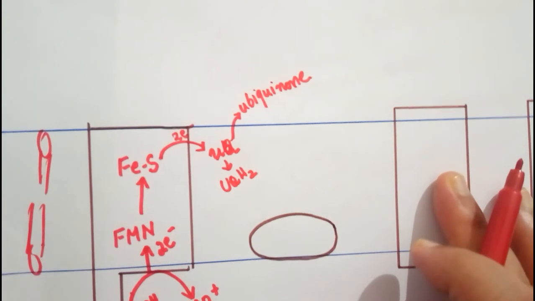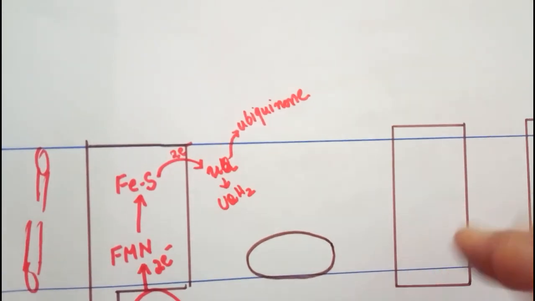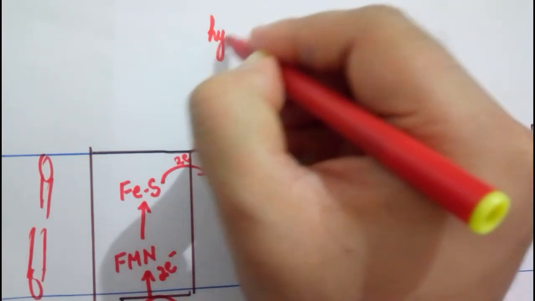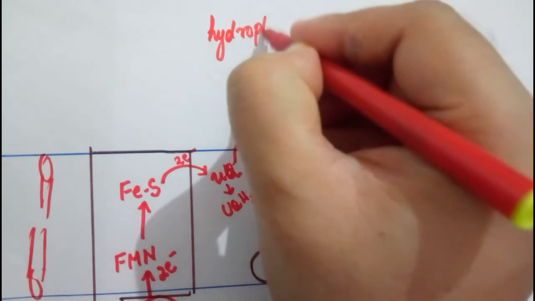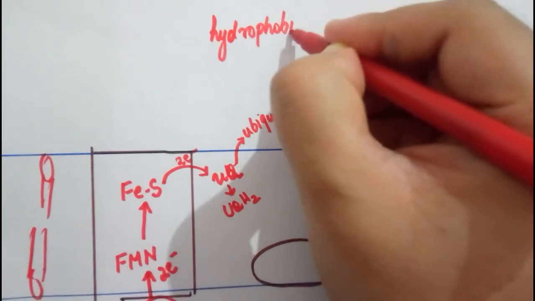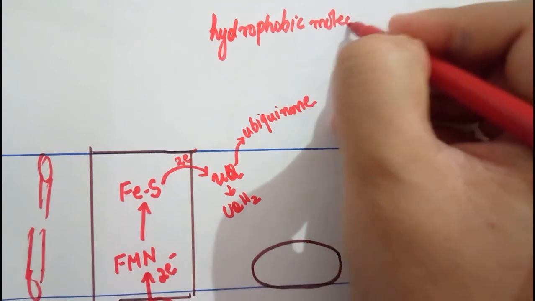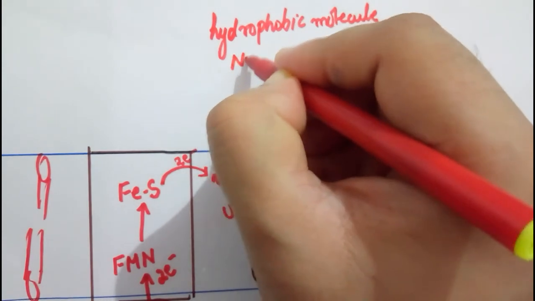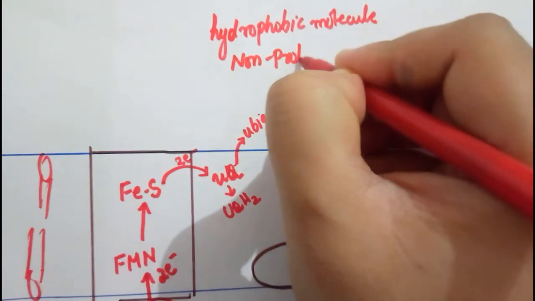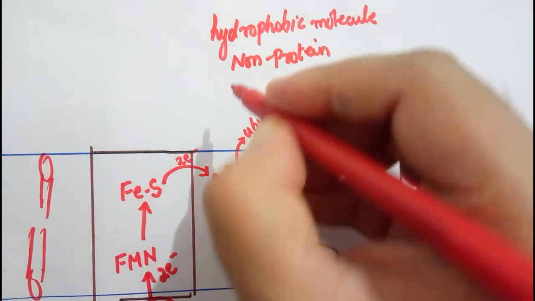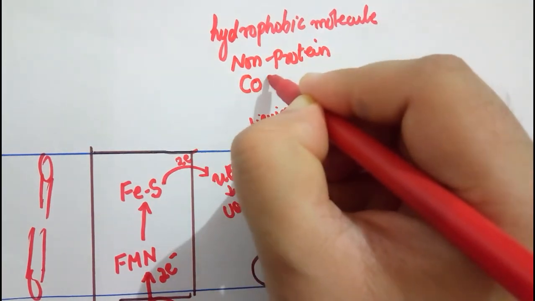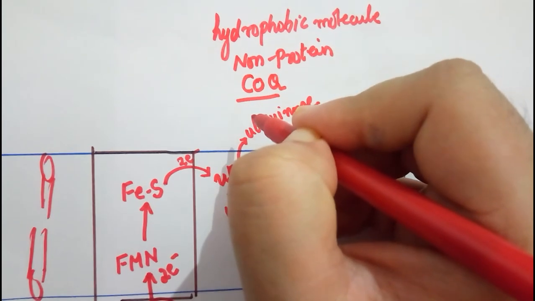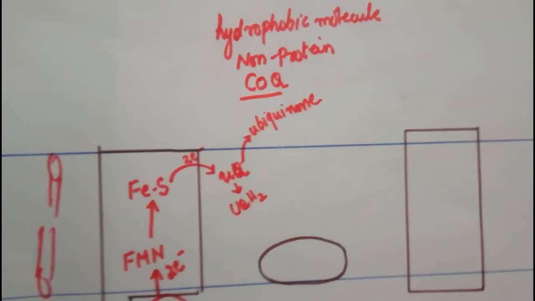I'll write the points about ubiquinone here. Ubiquinone is a hydrophobic molecule. It is a non-protein molecule, and this ubiquinone is also called CoQ, or coenzyme Q. So this is about ubiquinone.